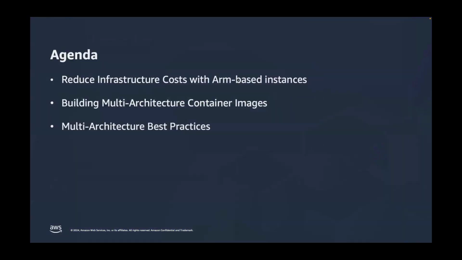Okay, so this will be the agenda. Basically, we are going to go through how you can reduce your infrastructure costs by up to 40% with our Graviton-based instances. And then how do you build your multi-architecture container images so that you can run on both x86 as well as Graviton. And then I will deep dive into some of the best practices around it, all right?